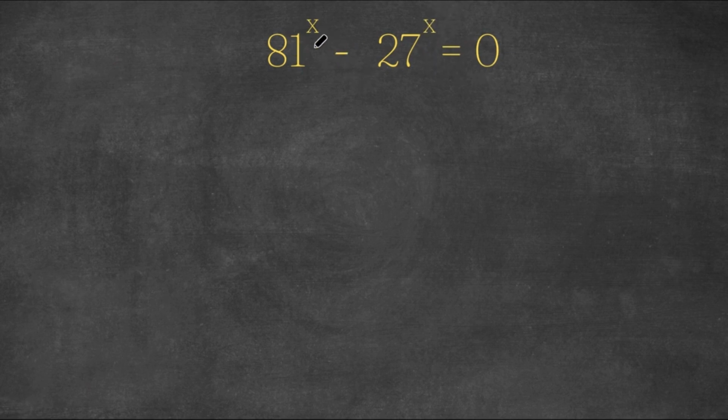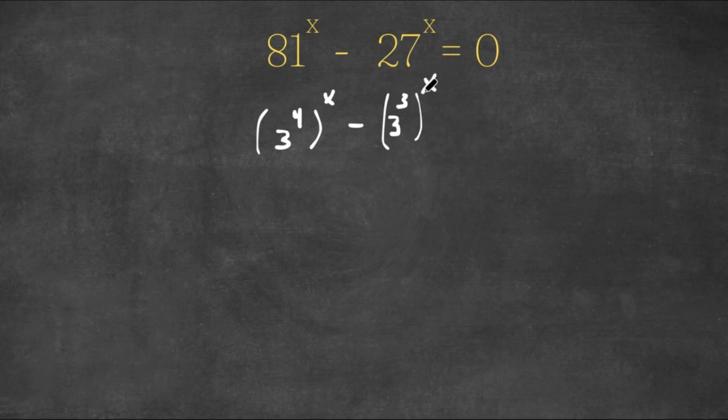So we have 81 to the power of x minus 27 to the power of x equals 0. Now what I'm first going to do is change 81 to 3 to the power of 4. So I'm going to replace 81 with 3 to the power of 4. So now we have 3 to the power of 4 to the power of x minus, now I'm going to change 27 to 3 to the power of 3. So now we have 3 to the power of 3 to the power of x. And this is equal to 0.